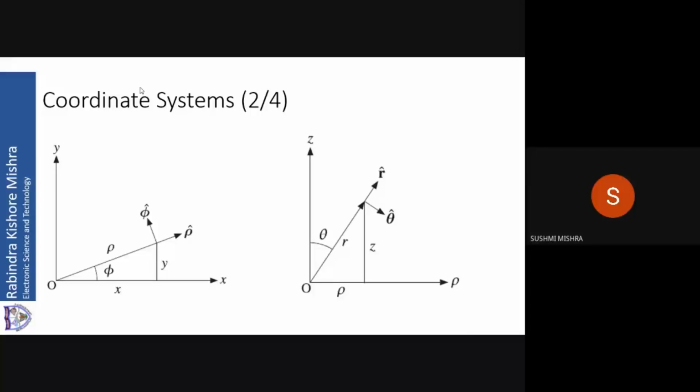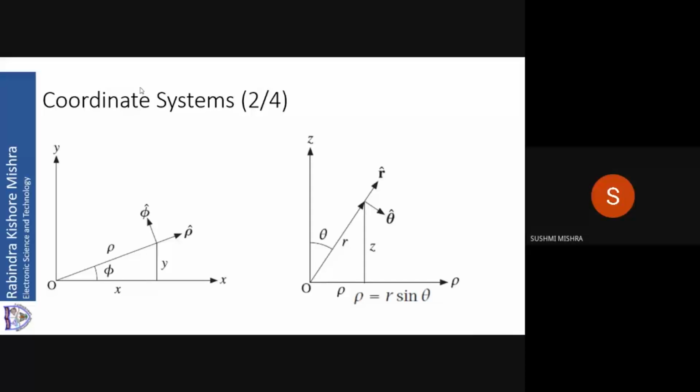Distance from the origin is R. And from 0 to the point where the perpendicular meets the rho axis gives me the rho value. So I have got the rho value, I have got the Z value, we have got the R vector. Then for the R vector that is making an angle theta with the Z axis, for the point we have now, what is the direction of R cap, what is the direction of theta cap for the R vector. So these two we have seen from this coordinate.